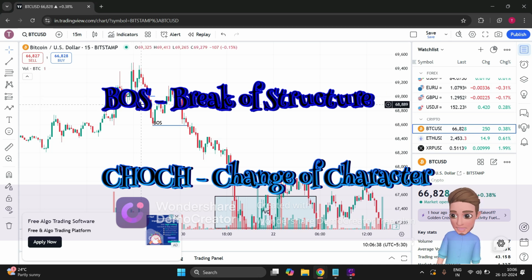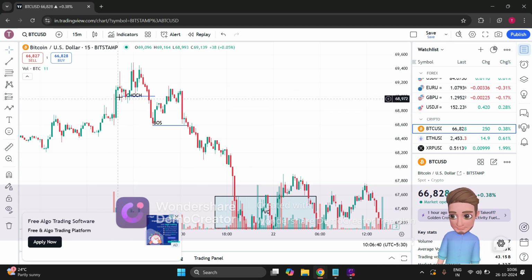CHoCH is change of character. If you can see here, until here the green candles were forming. All of a sudden there is a change in the candle color. So the candle character was green, or bullish, and it has changed to bearish. In simple words, it has changed the character from bullish to bearish when we see it in the 15 minute candle.